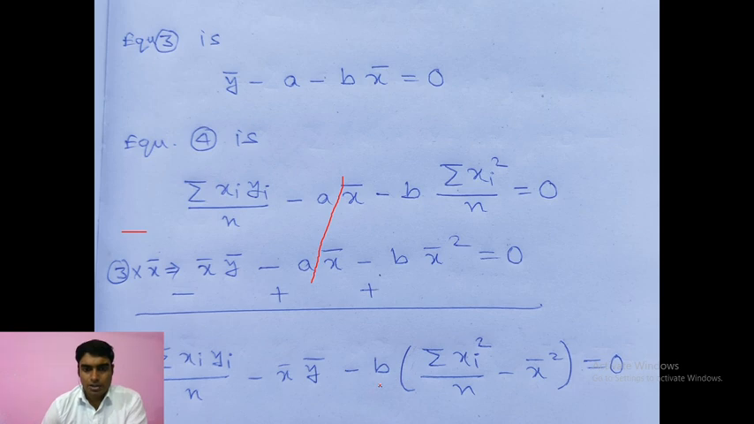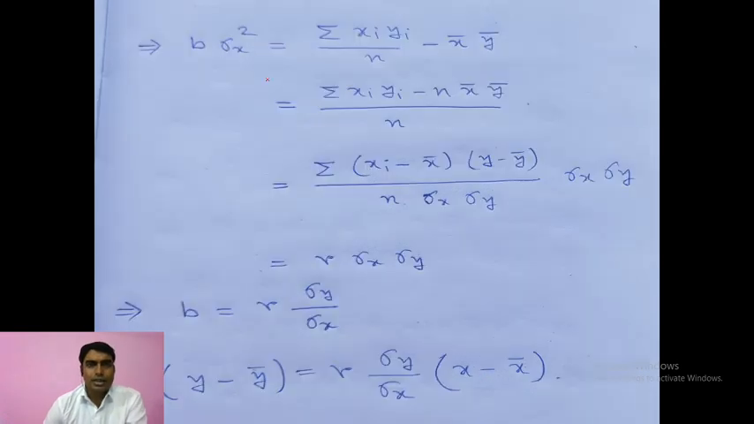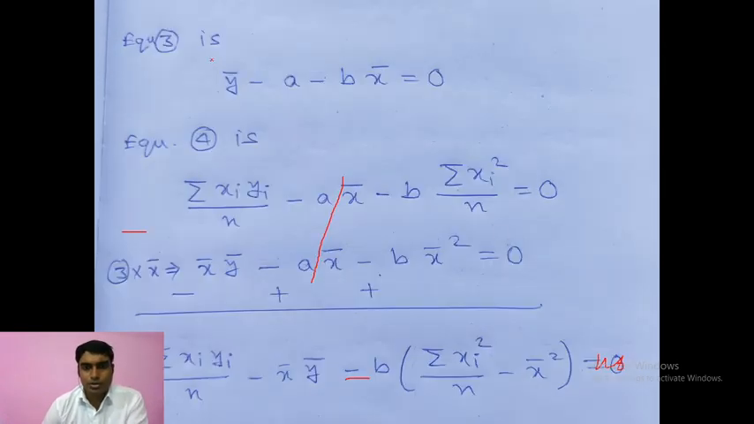Now from this equation I can find out b. If I take b on the right hand side, then b will be the sum over xi yi by n minus x bar y bar, divided by this term. Okay, so what is this term?